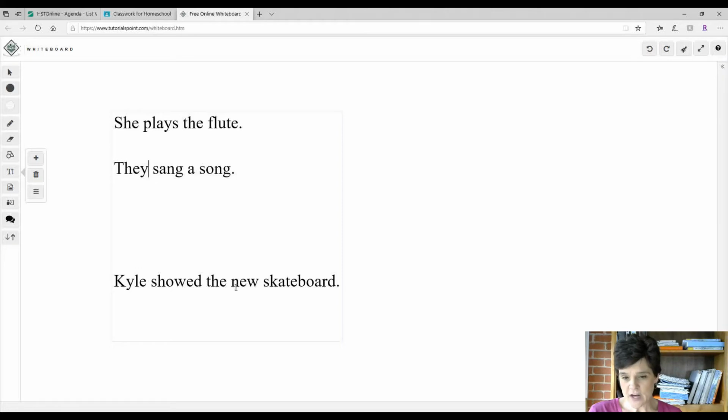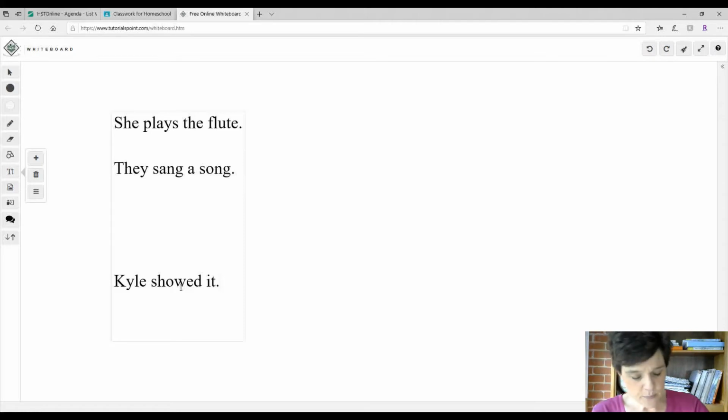So that means this over here is after showed. This is going to be your predicate over here. Which pronoun could you replace skateboard with? You could replace it with it, right? But you would have to take out all of this, right? And that still makes sense, right?